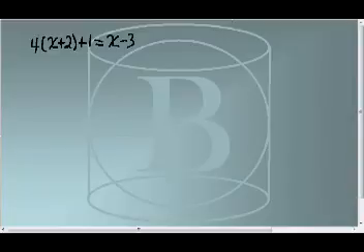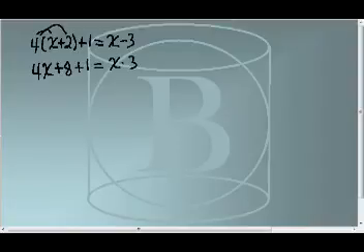So on the left side here, I can distribute my 4. 4 times x is 4x. 4 times 2 is 8. I bring down my plus 1. And then I bring down the right side. Then the next step is to combine like terms. I can combine the 8 and the 1, and I get 4x plus 9 equals x minus 3.